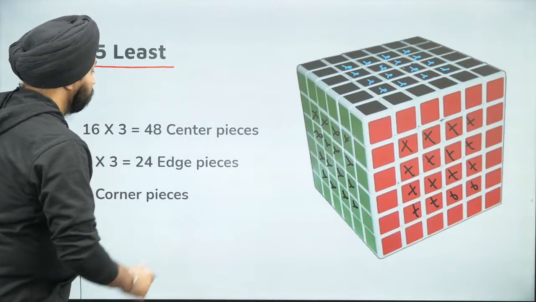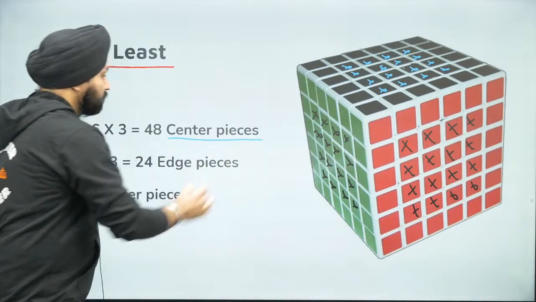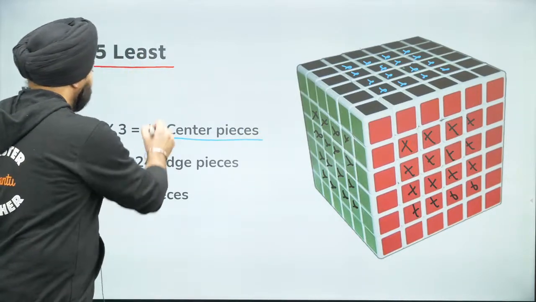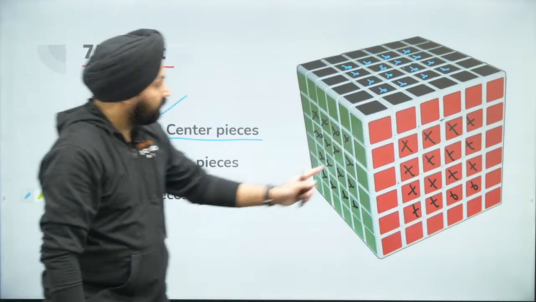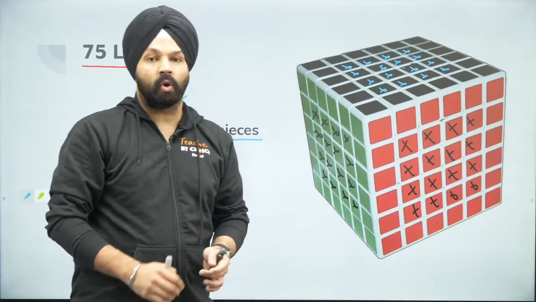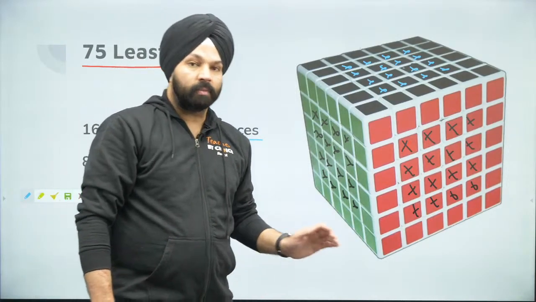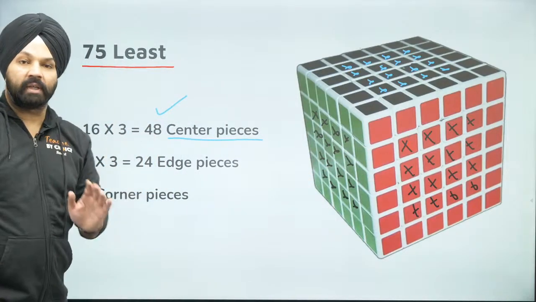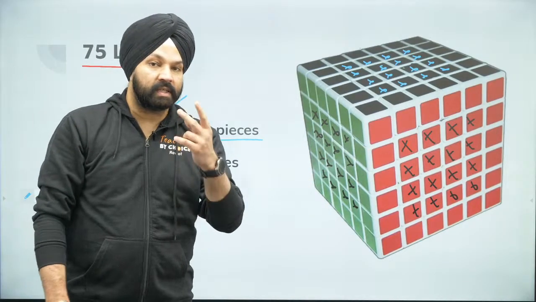So let's go step by step. We are focusing on center pieces. Center में जो square बनाते हैं. I have already marked those. They are 48 in number. Why 48? Each face is contributing 16. So I hope that is clear to all. 16, 16, 16. The total is 48. So that is done. Now I am focusing on the second variety.